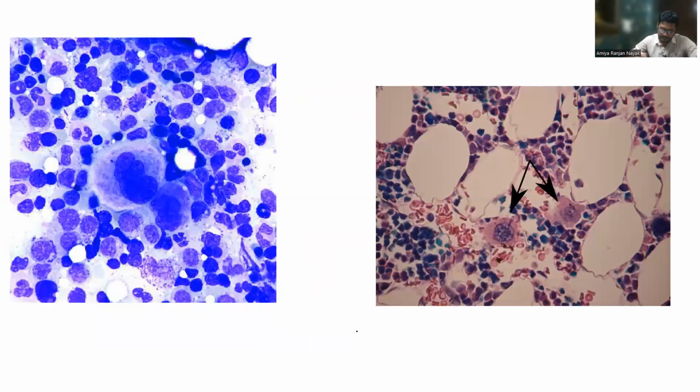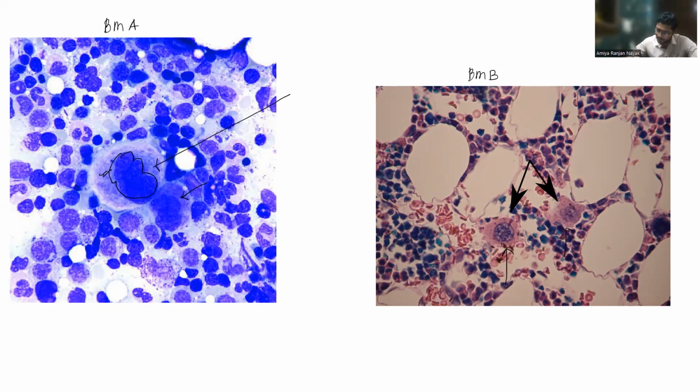If you see here, this is a bone marrow aspirate image. This is the bone marrow aspirate, and this is the bone marrow biopsy. In the aspirate, you can identify the megakaryocytes, which are the larger cells, and you can appreciate that they have a multi-lobated nucleus. This is also a megakaryocyte. In the bone marrow biopsy also you can appreciate these megakaryocytes, which are the largest cells.